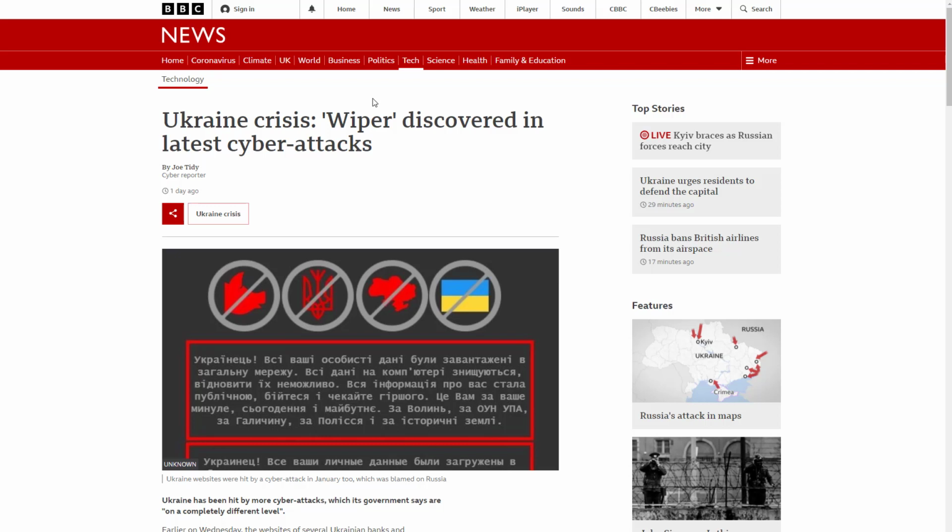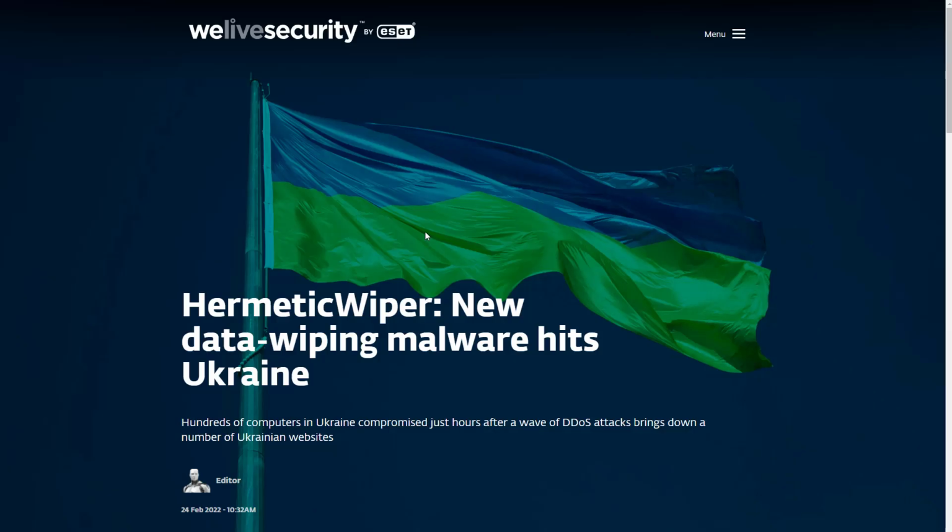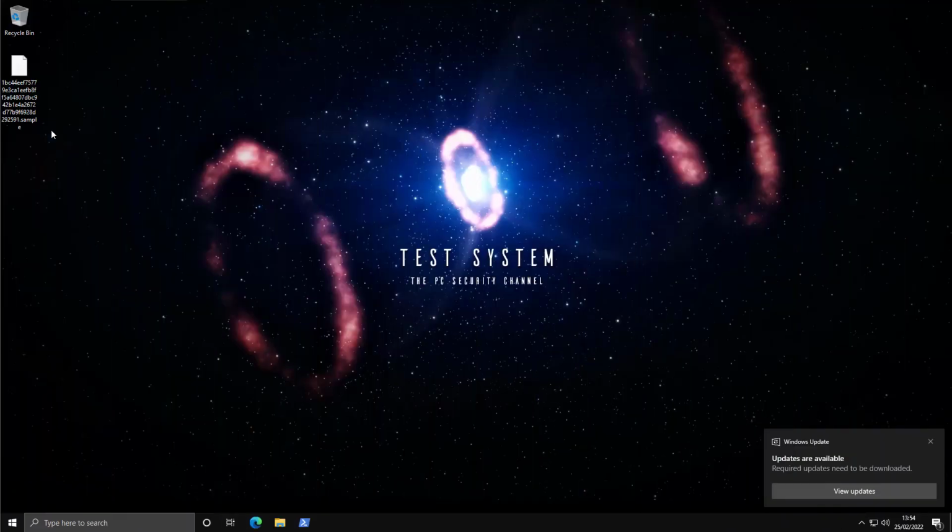Today we'll be talking about the HermeticWiper malware that has been used by the Russians against Ukraine. Now, a piece of malware may seem like a relatively trivial matter when we're talking about a real war with troops on the ground, rockets raining from above, but it's actually not. I do have a sample of this malware on the desktop and we're just going to run it while we talk about some things it does.